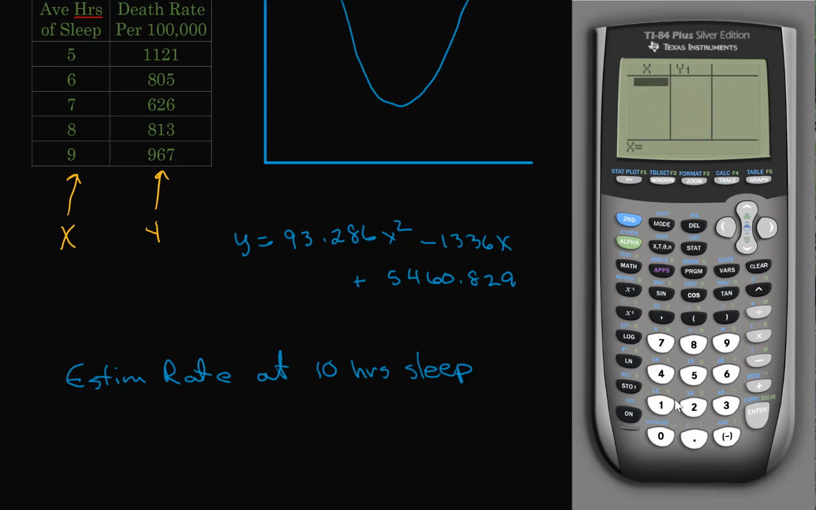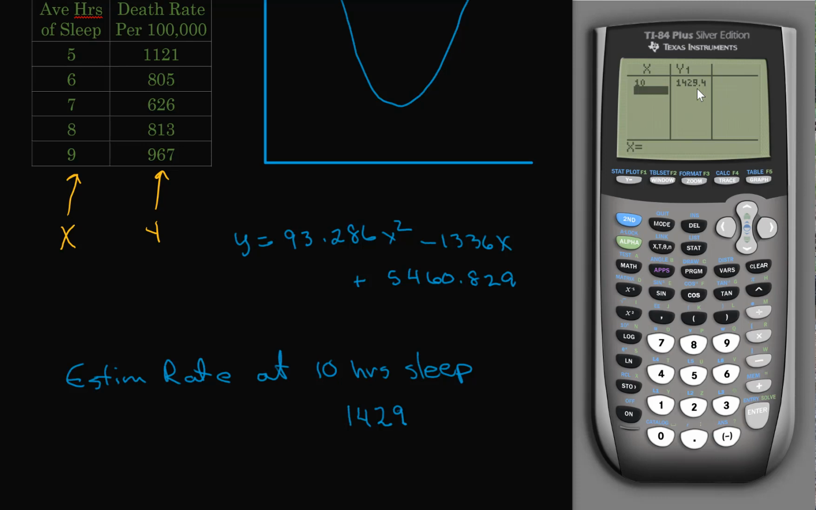And what I'm now going to do is enter in 10. And when I enter in 10, it's going to take this value, x equals 10, substitute it into equation y1, and give me an approximation. So the rate at 10 hours of sleep is going to be about 1,429. Okay. And this would be the death rate per 100,000 people for people who average 10 hours of sleep a night.